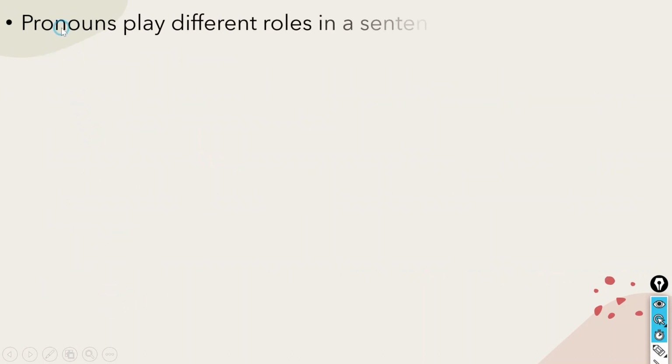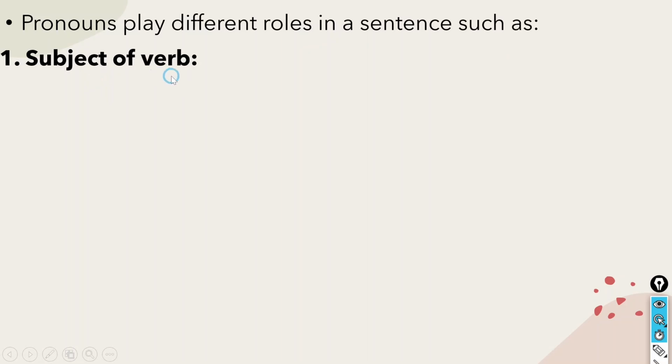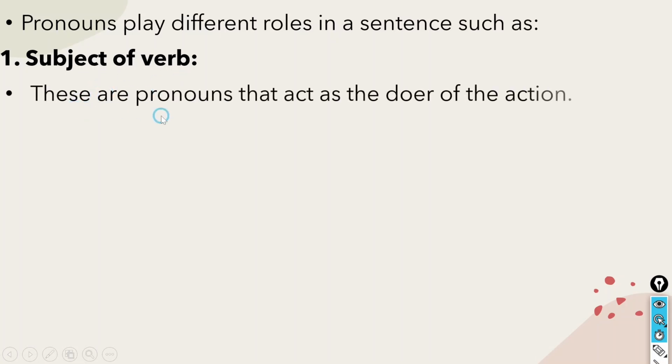Pronouns play different roles in a sentence, such as subject of verb. What is subject of verb? These are pronouns that act as the doer of the action. Because they act as the doer of the action, we call them subject of verb. They become the main actor, the one taking the action.